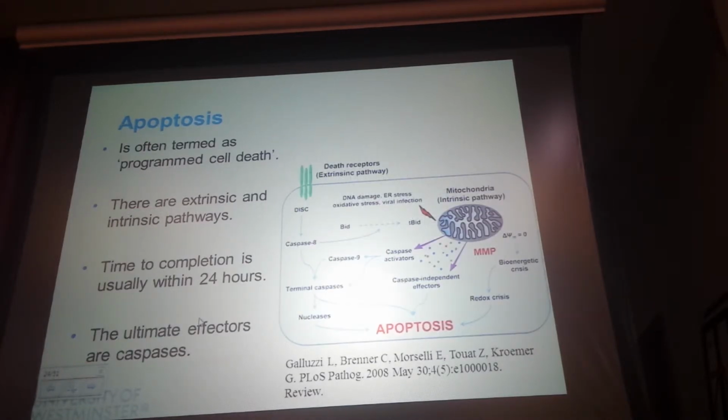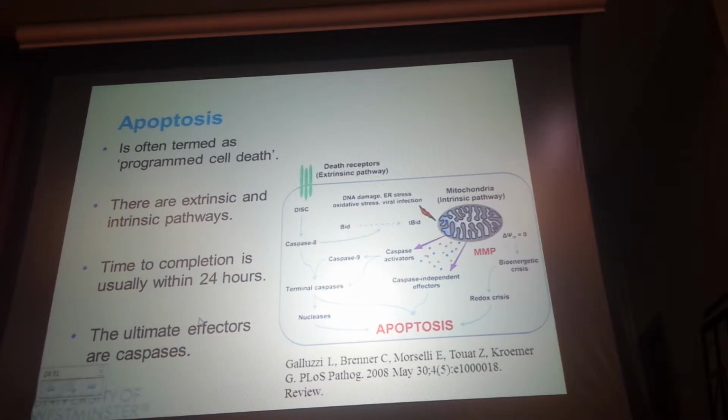And so apoptosis is also called programmed cell death, and there's different pathways. There's an extrinsic pathway and an intrinsic pathway. The intrinsic pathway goes through the mitochondria, and the time to completion is usually around 24 hours. And there's lots of different molecules which are involved in apoptosis. For instance, mostly some caspase. I believe you'll have a lecture next week on apoptosis.